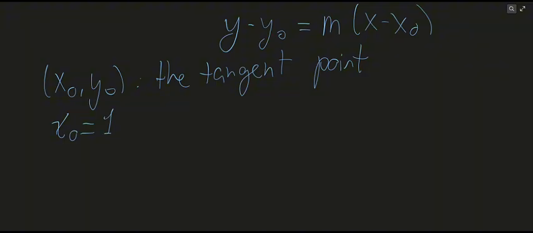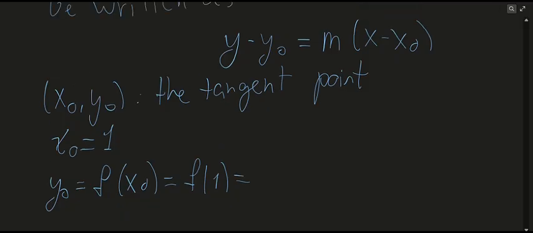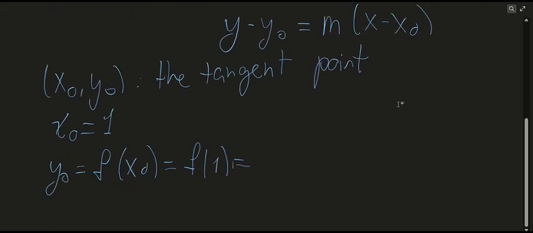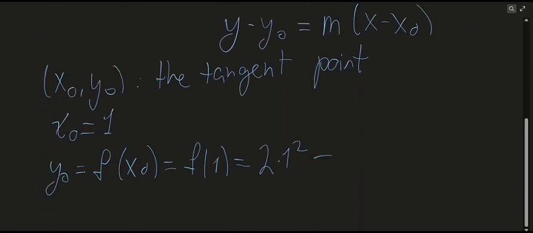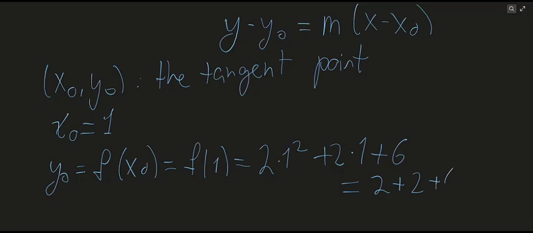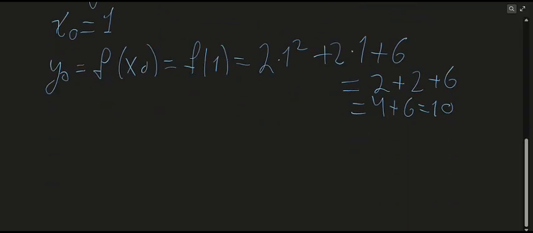How do we find the y sub 0? Y sub 0 is equal to f of x sub 0, which is f of 1. How do we find that? Let's plug into the function. So f of 1 is equal to 2 times 1 squared plus 2 times 1 plus 6. That is going to be what? 2 plus 2 plus 6. That's 4 plus 6, and that's 10. So we now have the y sub 0 is equal to 10.